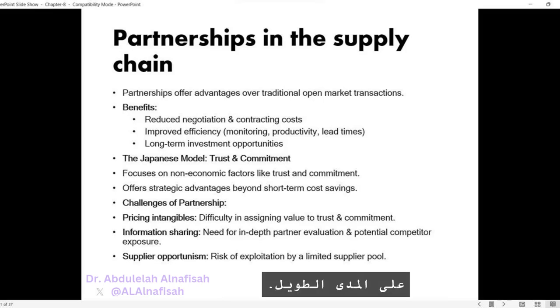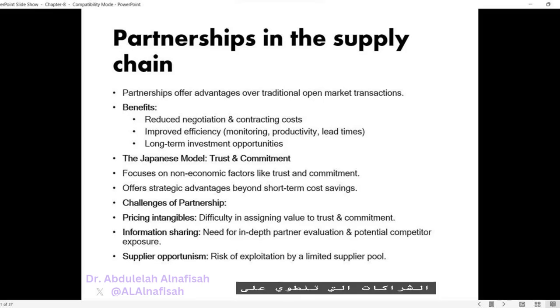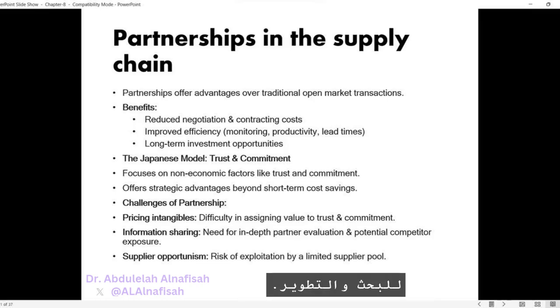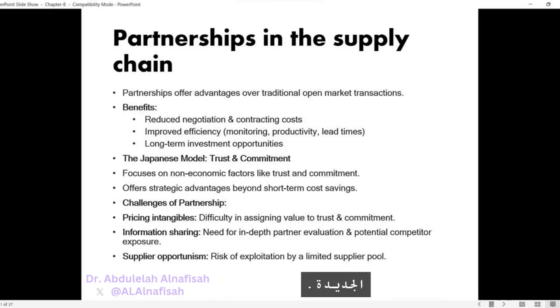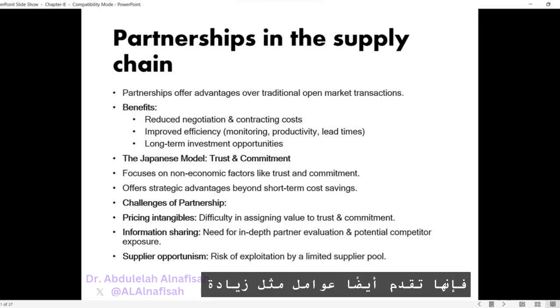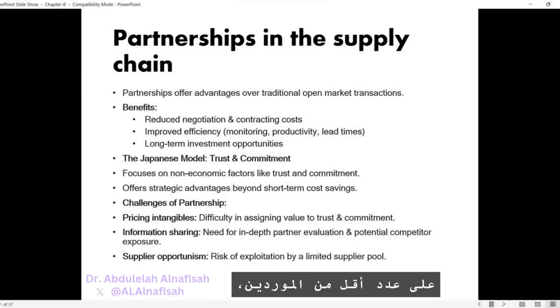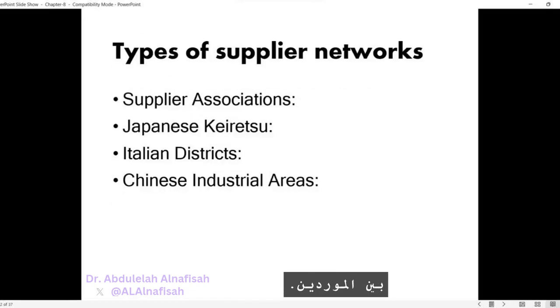In the long term, partnerships involving outsourcing of R&D bring benefits such as decreased buyer investment and early supplier involvement in new product development. However, they also introduce factors like increased buyer risk due to dependence on fewer suppliers and the potential for opportunism due to limited competition among suppliers.